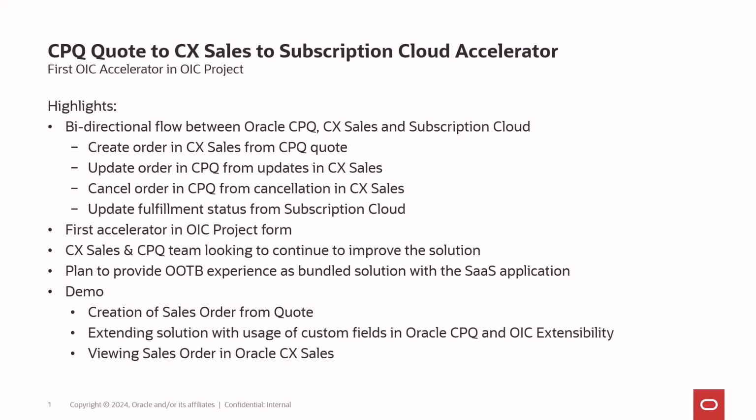The CX Sales team is looking to continue to improve the solution, so the extensibility framework will come in handy for customers to continue to stay updated with the solution. Also to take notice, the team is looking to bundle the solution as part of the SaaS app and provide an out-of-the-box experience for the customer. What does this solution do? This solution provides a bidirectional flow between Oracle CPQ, CX Sales, and Subscription Cloud. So let's quickly get on with the demo.